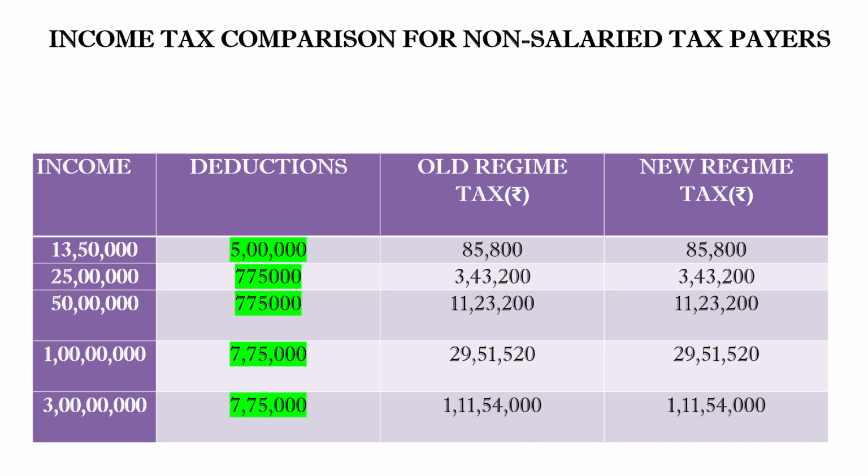If you would like to go under the old tax regime, then your deductions should exceed 7 lakhs 75,000 in case of incomes from 25 lakhs to 3 crores, and in case of 13 lakh 50,000 income, they should exceed 5 lakhs. Otherwise, you can opt for the new tax regime. There are a few exceptions, a few reductions which can be claimed under the new tax regime.